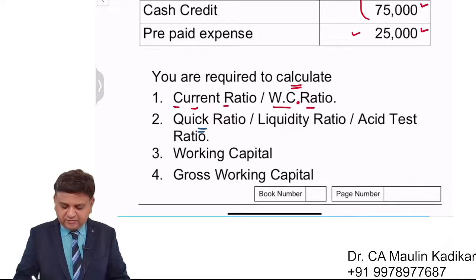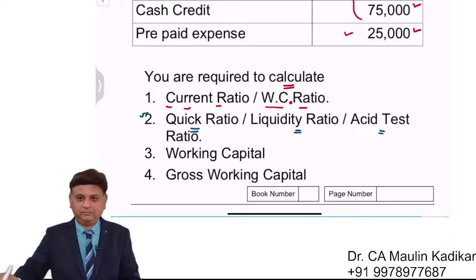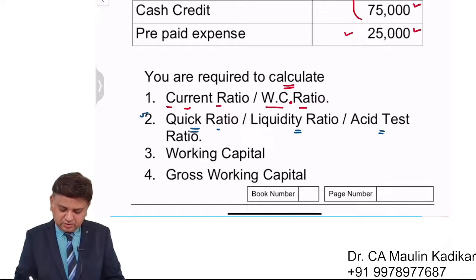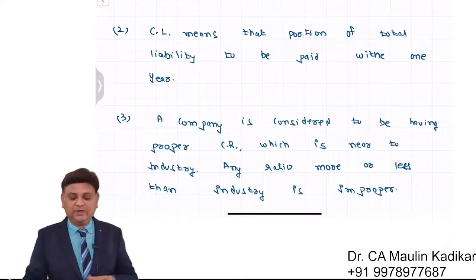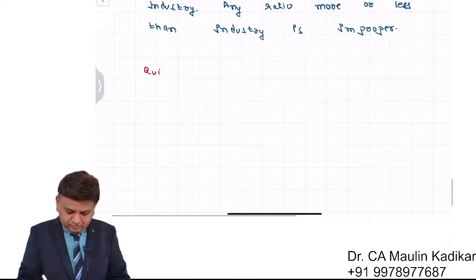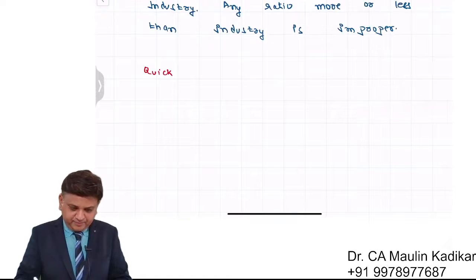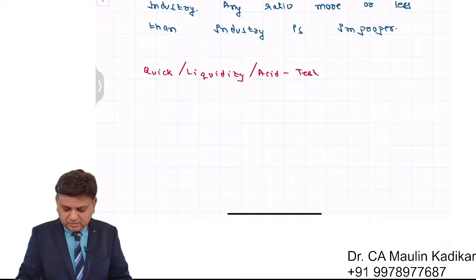Second question is calculation of the quick ratio or liquidity ratio or asset test ratio. I request you to give the answer for the second question in the chat box. Friends, as far as the quick ratio, liquidity ratio, asset test ratio is concerned, it is a kind of extension of the current ratio. Please write down the answer. Quick slash liquidity slash asset test ratio.